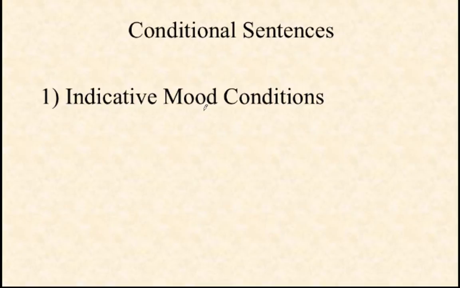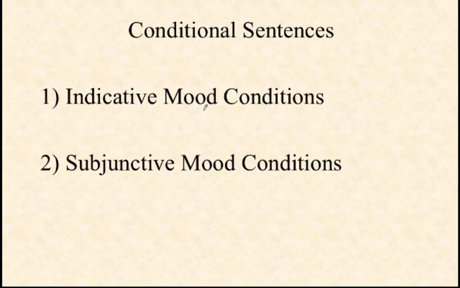Okay, conditional sentences in Latin are of 2 types. One are what we call indicative mood conditions. The other is subjunctive mood conditions. Generally speaking, indicative conditionals are things that might be true. Subjunctive conditions are things that are not true.